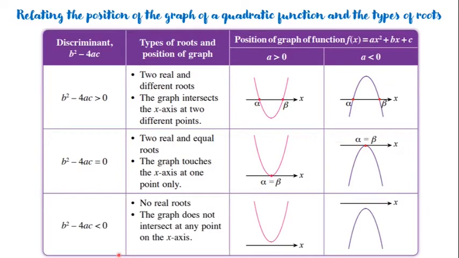And lastly, when the discriminant is less than 0, it means no real roots. The graph does not intersect at any point on the x-axis. So the graph will be floating. If a is more than 0, it looks like this, so it does not touch. There is no intersection. This one also floats below. So no intersection with the x-axis.